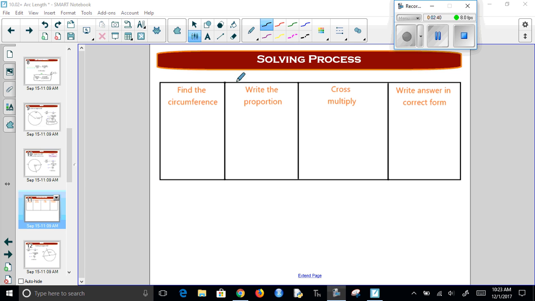A general process for this, you don't have to do much with this, but to break it down: first you find the circumference, then you write out some proportion or multiply, and then you write the answer in the correct form, depending on what the question asks or what you think.